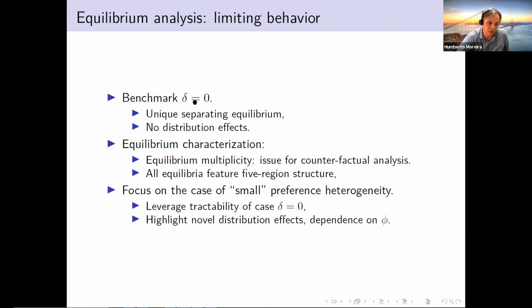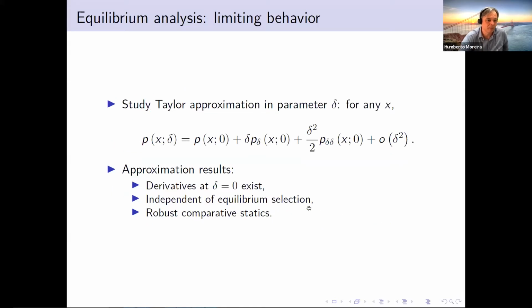So you come back to delta equals 0. You know there is a unique equilibrium, no distribution effect, right? So in the equilibrium characterization, we just learned that there is equilibrium multiplicity. All the equilibria are going to have this five-region structure. So you're going to leverage the fact that we know the exact equilibrium at delta equals 0 and play locally with that, right? How do you do that? The traditional way: you play with the Taylor approximation.